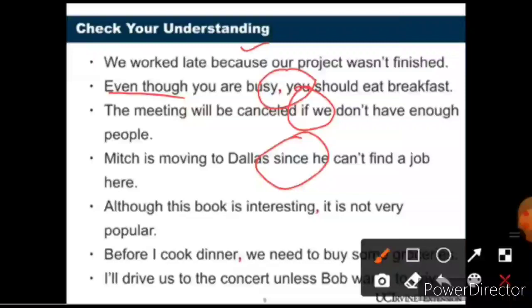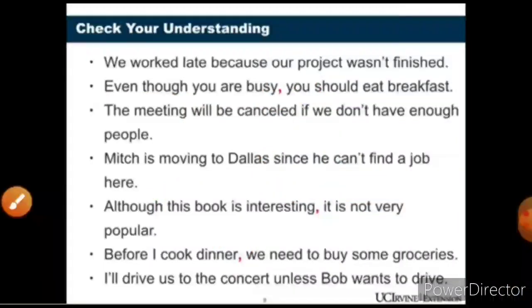Although this book is interesting, now over here they have put a comma, and why? Because you have although, and that comes in the beginning of your dependent clause. So over here, as this dependent clause is coming in the beginning, you have to put a comma. Before I cook dinner, we need to buy some groceries. And I'll drive us to the concert unless Bob wants to drive. Now, unless is again your adverb connector, and you can also call it a subordinating conjunction.